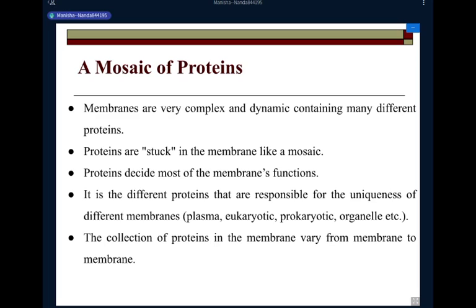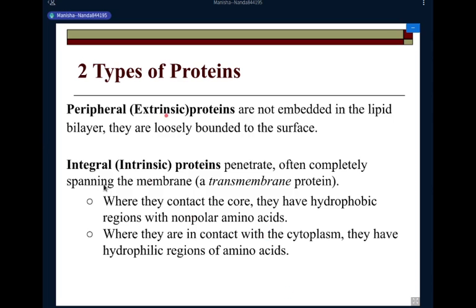So let's talk of proteins again. Now, if we talk of membrane proteins, we can categorize them into two types. First one is the peripheral or the extrinsic proteins, whereas the other one is the integral, also called the intrinsic proteins. So peripheral proteins are not embedded in the lipid bilayer, and they are loosely bound to the surface, right? And intrinsic proteins penetrate and often completely span the lipid bilayer, right? So they are also called transmembrane proteins.